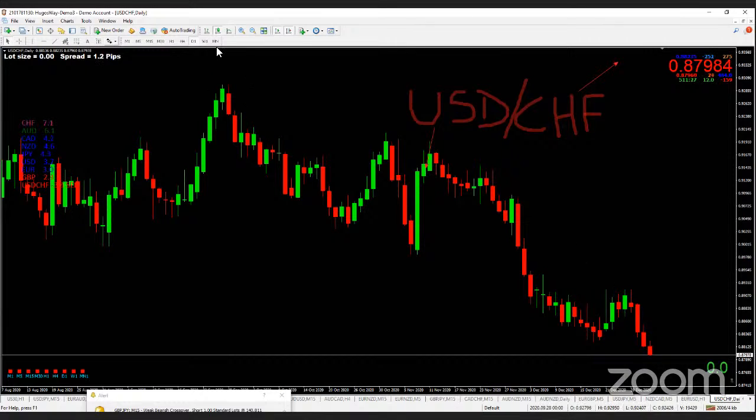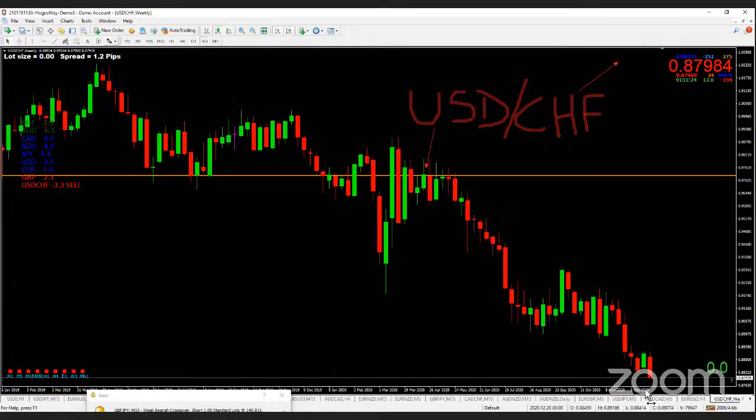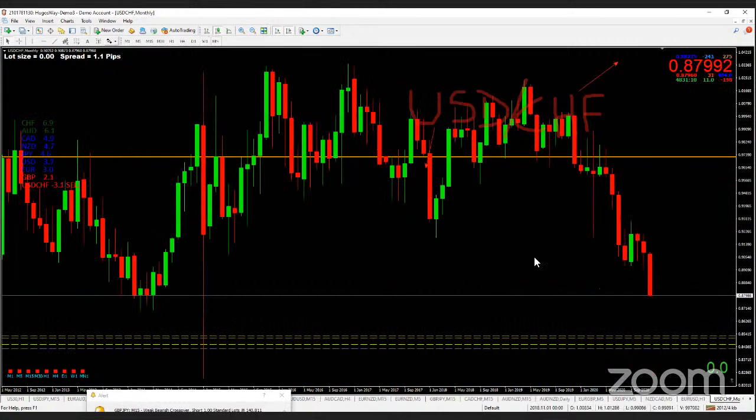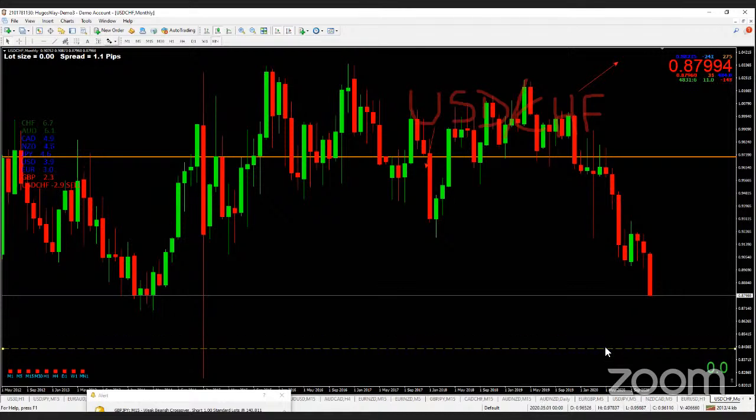As a matter of fact, let's just quickly go to the weekly time frame. So the CHF has been strong now for some weeks. That's what that tells us. Let's try the month. Even over the months, the CHF has been strong.